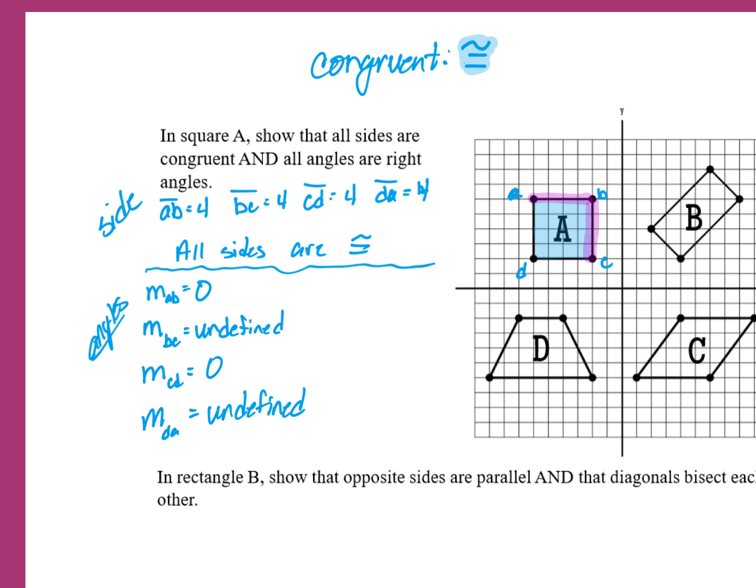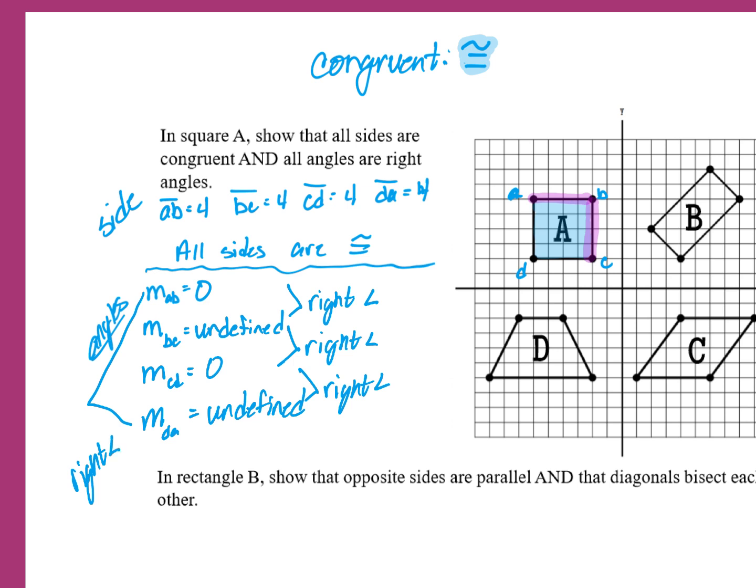So we know if I have a line with a slope of 0, and one that's undefined, they form a right angle. Okay? So these two form a right angle. And these two form a right angle. And these two form a right angle. And these two form a right angle. How many right angles is that?